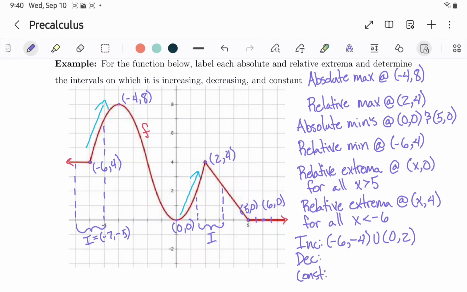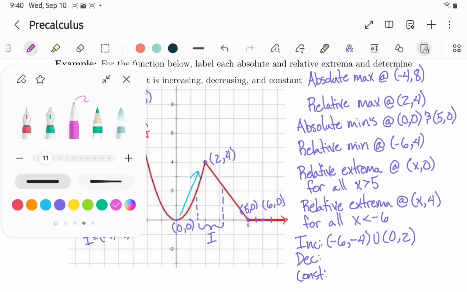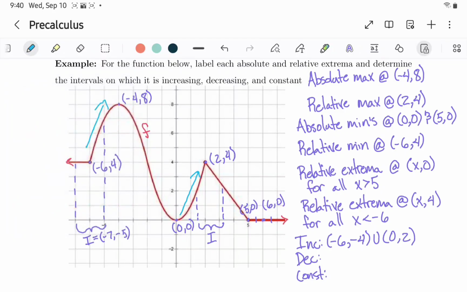All right, and now for decreasing. Tracing from left to right again, initially we aren't going up or down, so that's going to be a place where the function's constant. Then we keep tracing from left to right. There's our interval from -6 to -4 where it's increasing, and tracing to the right of x equals -4, the graph was going down. So that's going to be an interval where the function's decreasing.